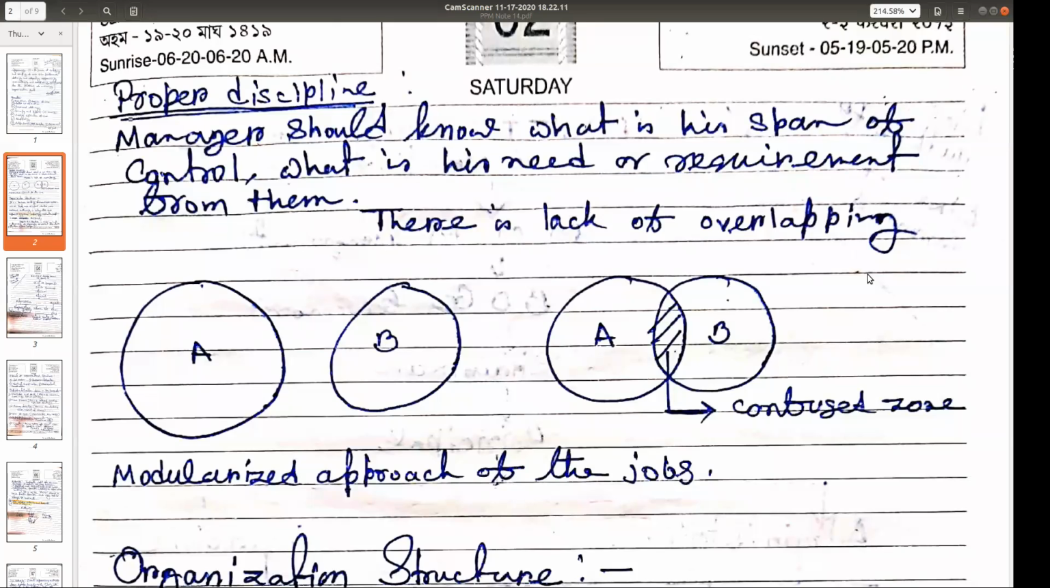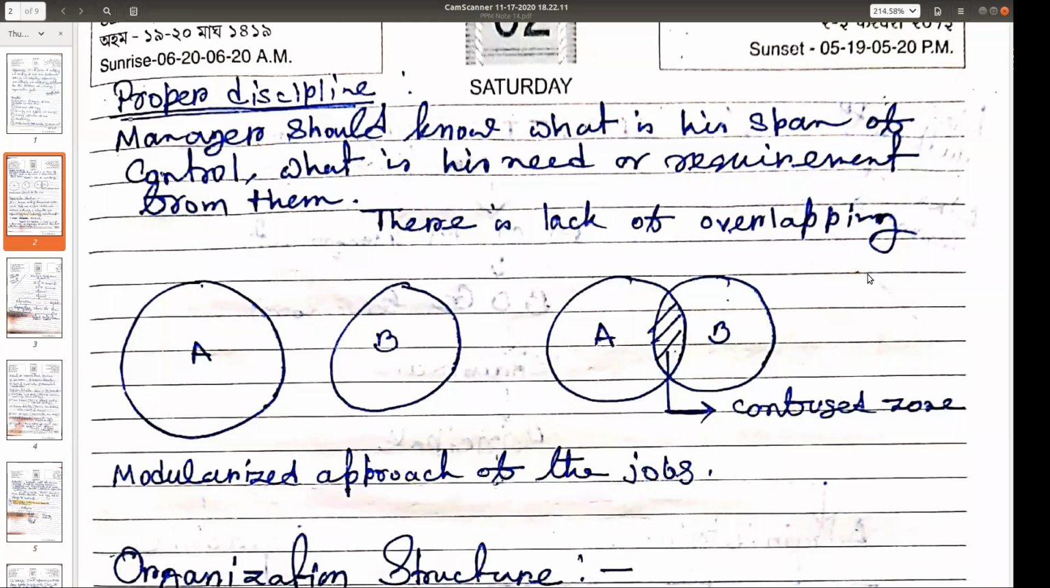So if you maintain proper discipline, this scenario will not occur. This confused zone will be reduced. Maybe some confused zone may still exist, but it will be reduced. But if you don't have proper discipline, if you don't know your span of work, who your authority is, or what your job is, then there will be lots of confused zone and lots of repetition of work. Confused zone is created by the repetition of work. If you can reduce this repetition of work, then your confused zone will be reduced. So this intersected part will be very minimal.